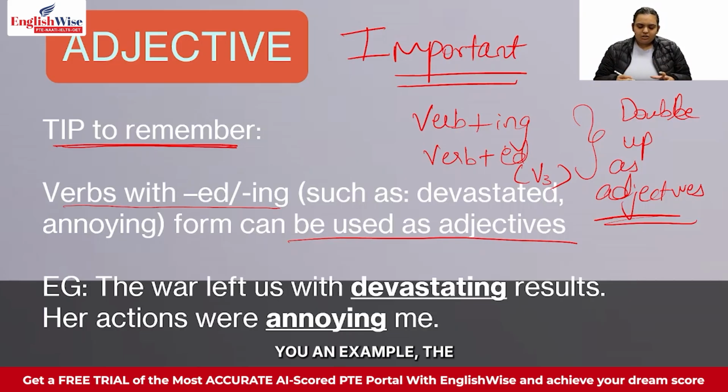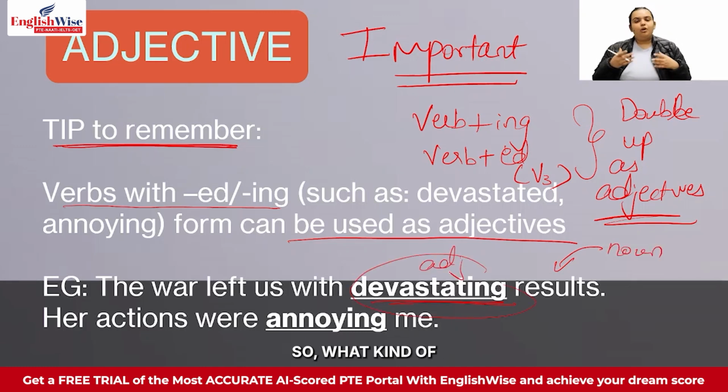If I give you an example: the war left us with devastating results. What kind of results? You see, results is a noun over here and devastating is an adjective. So what kind of results were left? Devastating results were left. Her actions were annoying me.